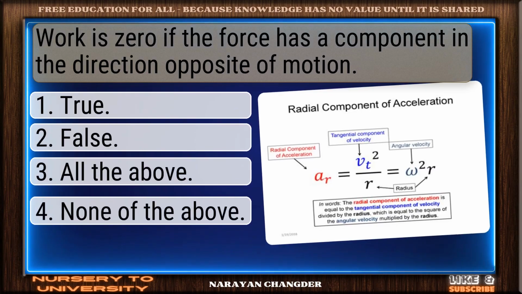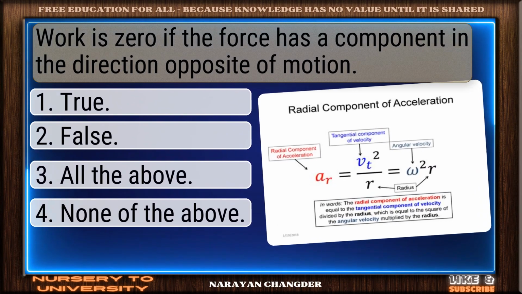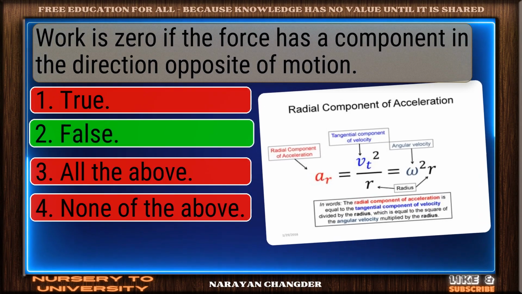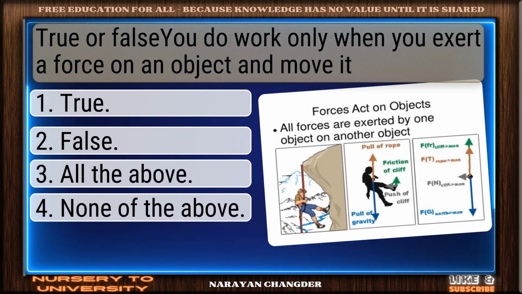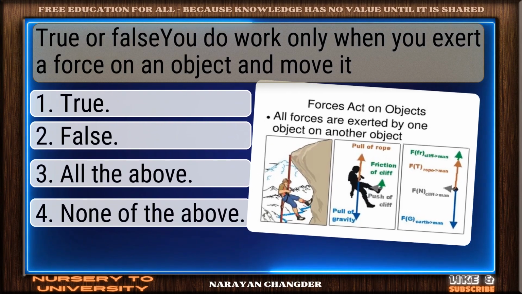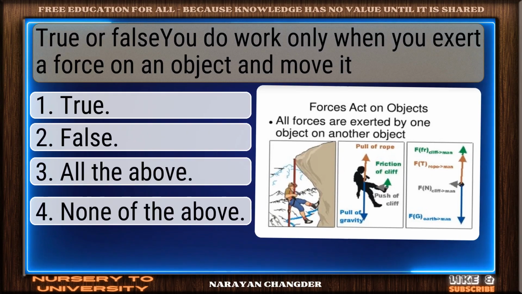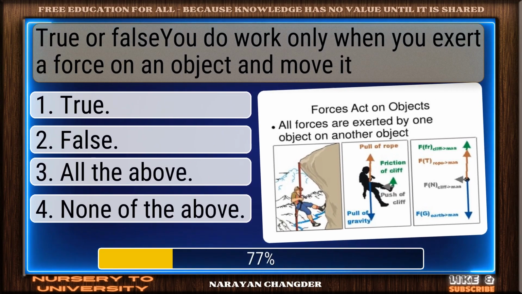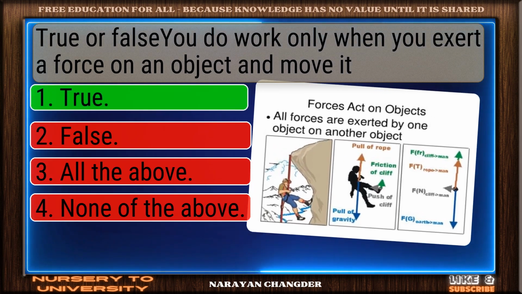Question number 34. Work is zero if the force has a component in the direction opposite of motion. You chose false, and it is correct. Question number 35. True or false, you do work only when you exert a force on an object and move it. Excellent. True is a brilliant choice.